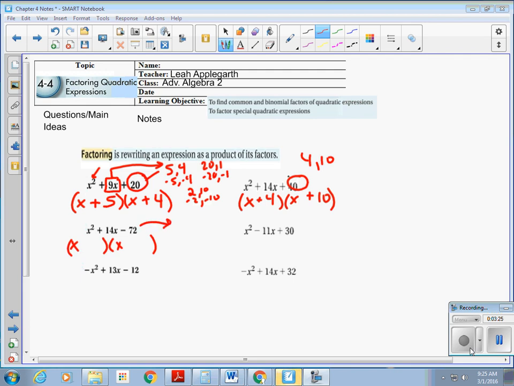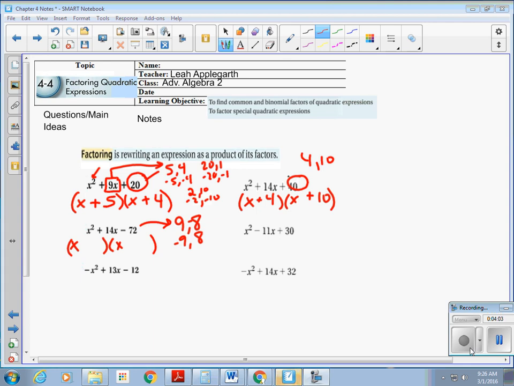So to get a negative number, one of those is going to have to be positive, and one of them is going to have to be negative. So factors of 72 are 9 and 8, or -9 and +8. What are some other factors of 72? Because -9 plus 8 is -1, and it's not 14.